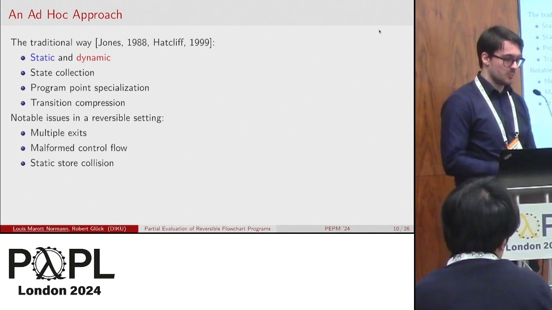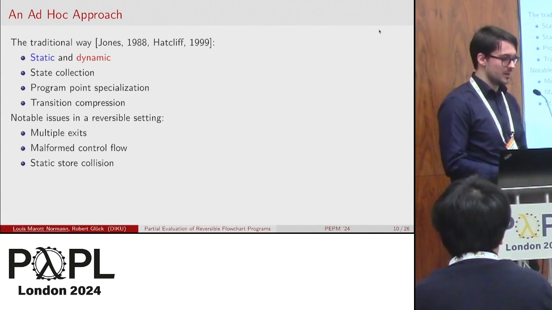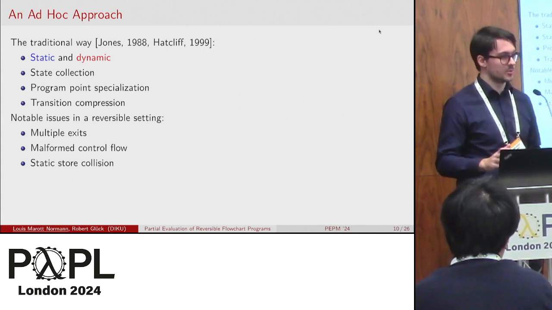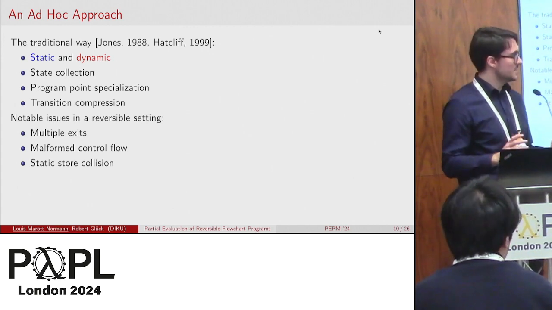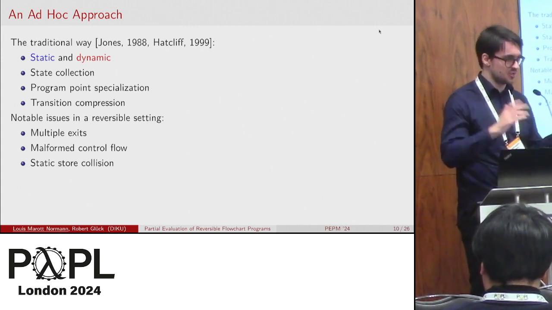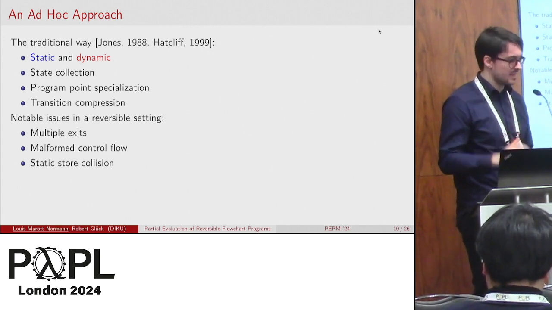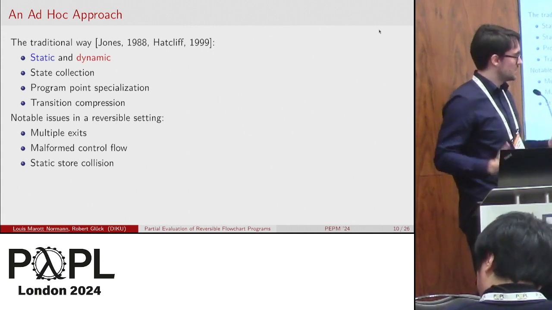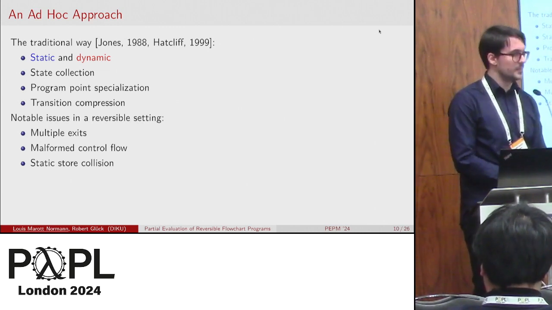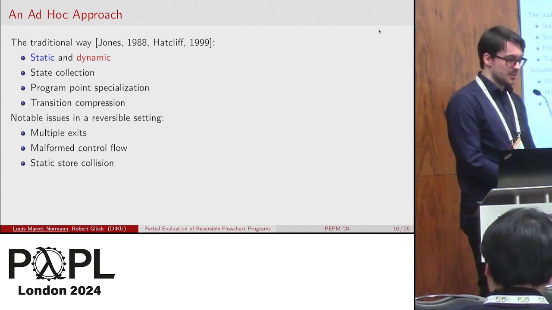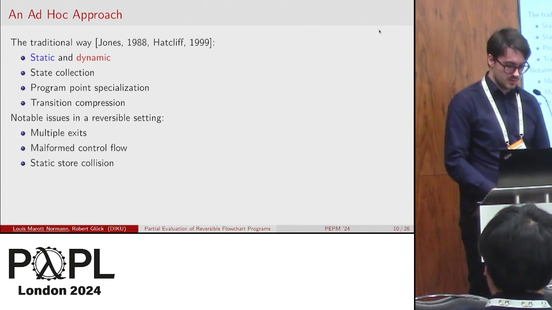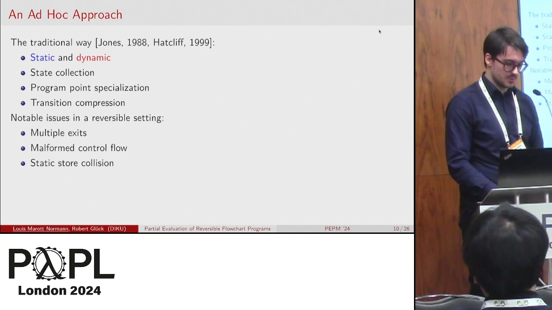Then we will do a state collection where we run through the program with this static state and obtain all the different program points. And we then specialize each block of code with respect to this static state, generating some residual code. And then we do some post-processing, such as transition compression, to make it nice and tidy. However, in the reversible setting, just doing this will cause some troubles, some of which we will go through now.